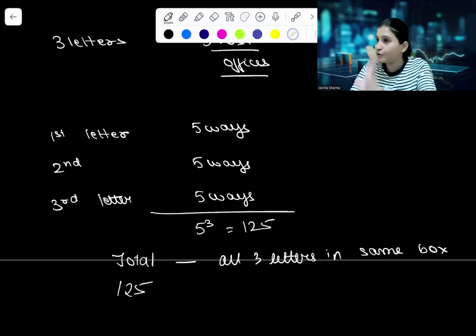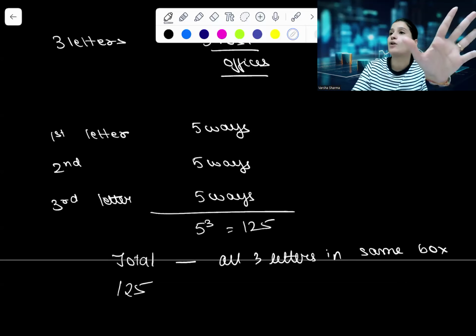All the three can be in post office 2. All the three letters can be posted in post office 3. All of them can be posted in the fourth one. All of them can be posted in the fifth one. So how many options are there for me to post them all together? 5. And those 5 ways are not allowed. Other than that, I'm allowed to do anything: 2 together, 1 different, all different. Everything is allowed. I'm only not allowed when I dump them all together in one office.